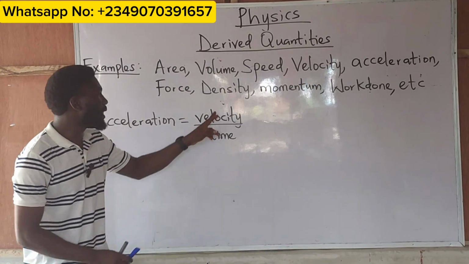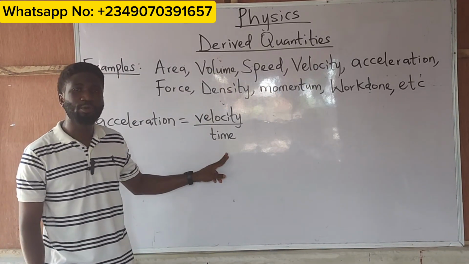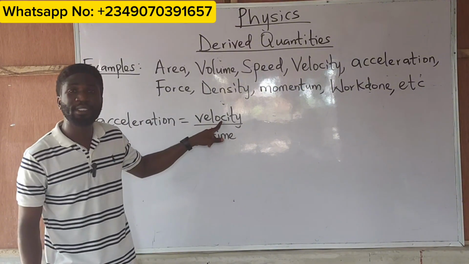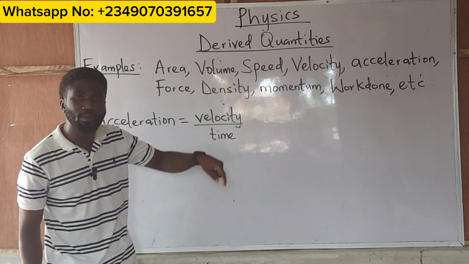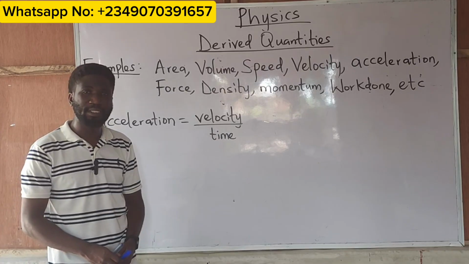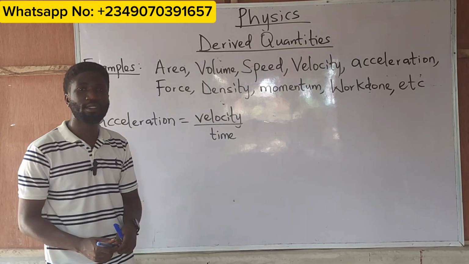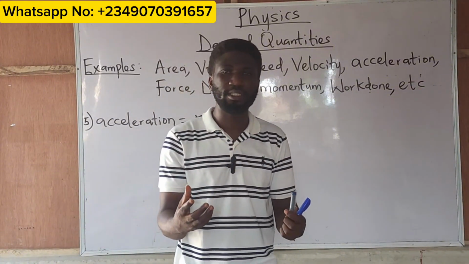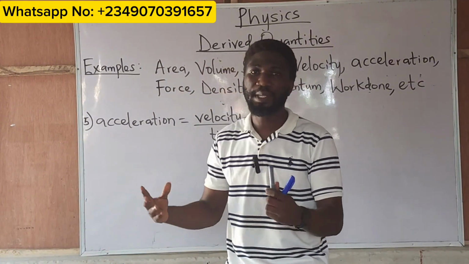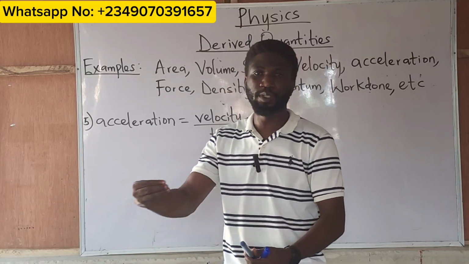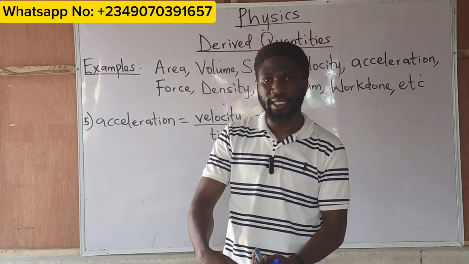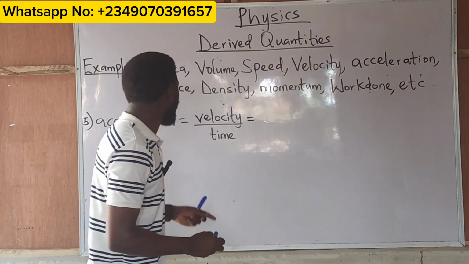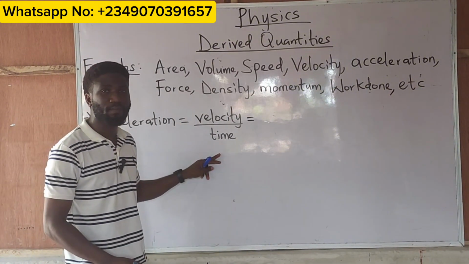So now, velocity over time. The question is, velocity is no longer a fundamental quantity. It has its own formula. Are you getting me now? So that means you can have a quantity, just like acceleration, having its formula, and then from the formula, one of the quantities also has its own formula. Are you with me?